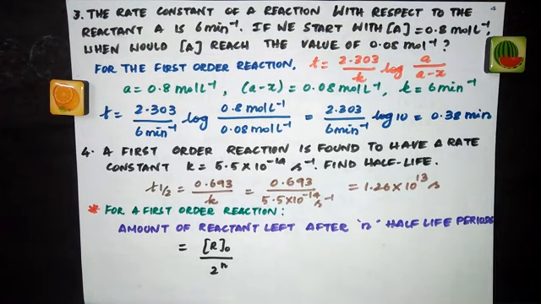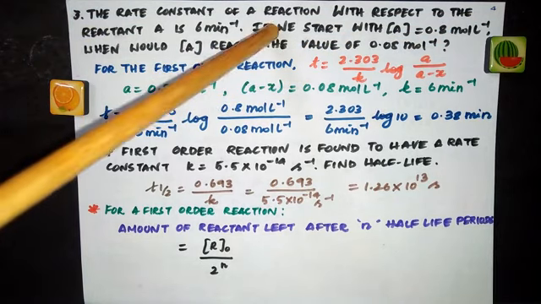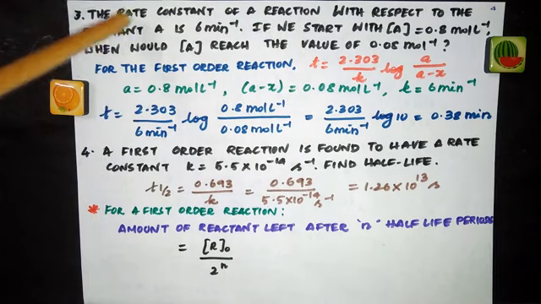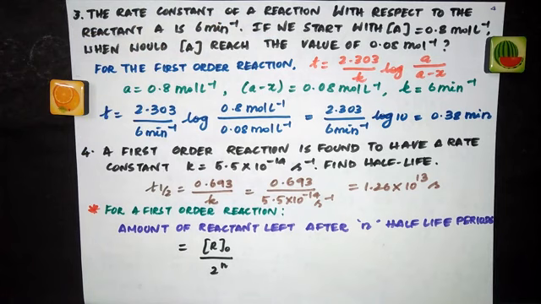So let's read the question again. The rate constant of a reaction with respect to the reactant A is 6 minute inverse. So the reactant here is A and the rate constant for that reaction is 6 minute inverse. If we start with concentration of A to be 0.8 mole per liter, so when you are starting the reaction, what is the concentration of A, which means the initial concentration of A, it is 0.8 mole per liter.